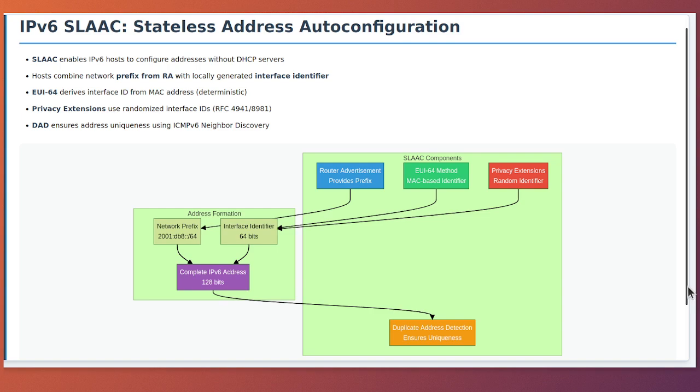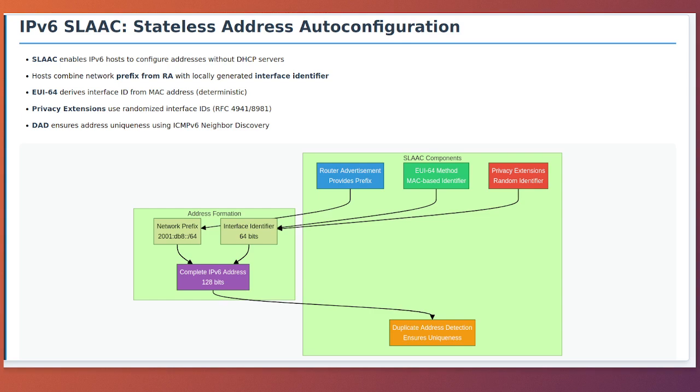IPv6 Stateless Address Autoconfiguration, commonly abbreviated as SLAAC, represents one of the most significant innovations in IPv6 networking. Unlike IPv4, where hosts typically require manual configuration or a DHCP server to obtain IP addresses, SLAAC enables IPv6 hosts to automatically configure themselves with globally routable addresses without any centralized server. This mechanism fundamentally changes how network addressing works, making IPv6 networks more scalable and easier to manage.